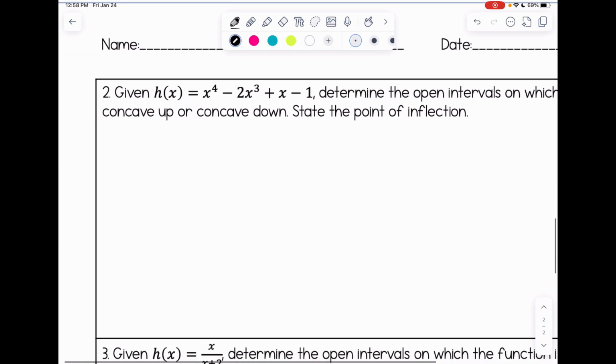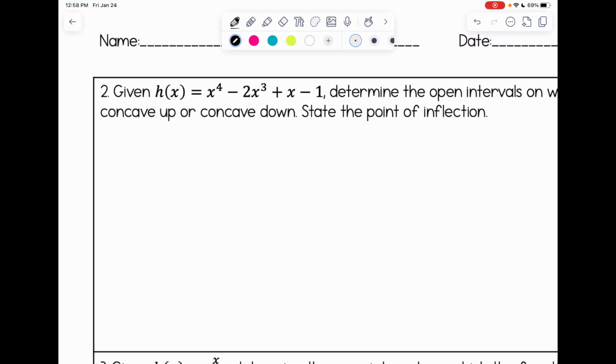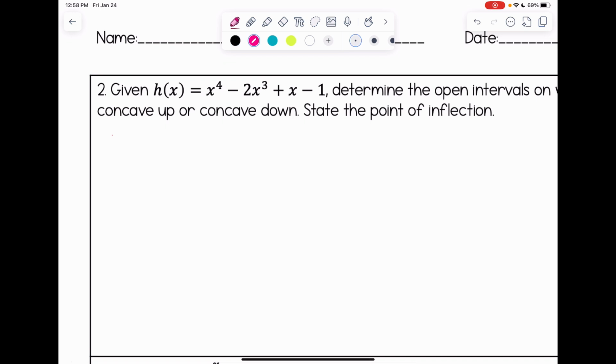All right, let's take a look at number 2. Now we're going to look at a different polynomial one, this time with x to the 4th. So I'm going to start by taking my two derivatives.